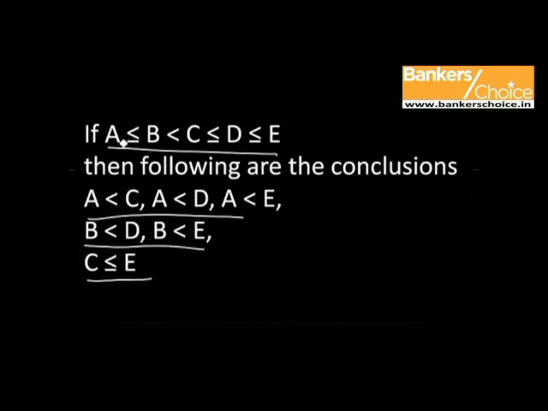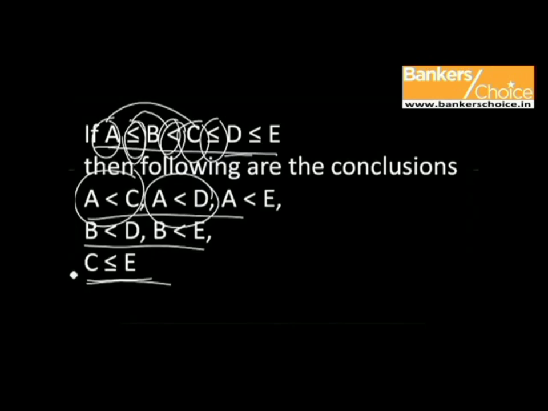For example, if we compare A and C, the different inequalities present between them are less than or equal to and less than. Now to find out the relationship between A and C, we are supposed to take the common part between these two inequalities, which is less than. Therefore, we can say that A is less than C. Similarly, when we compare A and D, the different inequalities are less than or equal to, less than, and less than or equal to. Again, the common part is less than. Therefore, A is less than D, and so on.